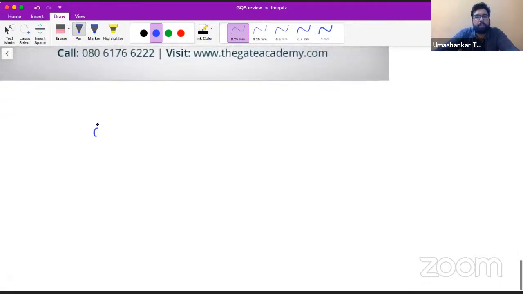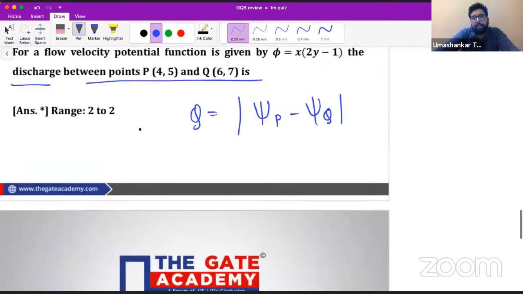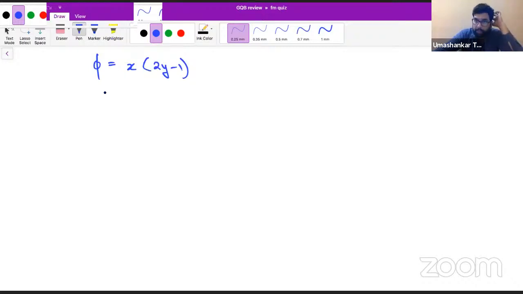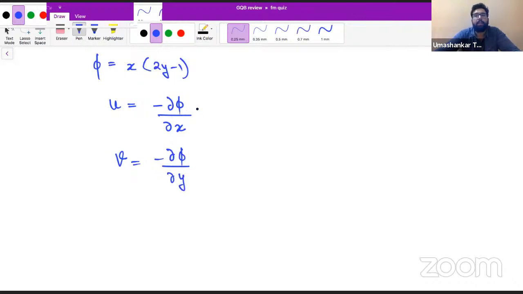So how to find the stream function? I'm taking it here. Basically we have the potential function that is x to y minus 1. Now from the potential function, we realize that we need the stream function. How can we move from the potential function to find the stream function? We very well know that the component of velocity in any direction is given by the negative derivative of the velocity potential function in that direction. So from this equation, we can find the values of u and v.